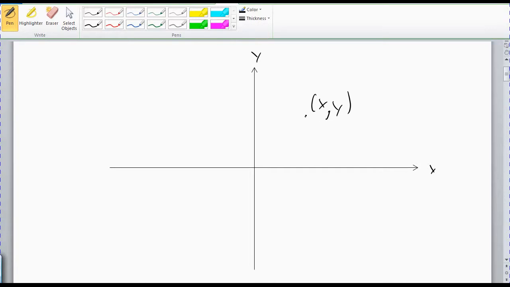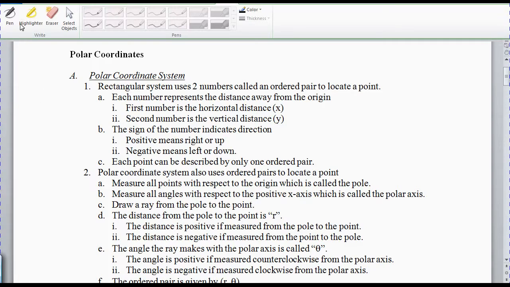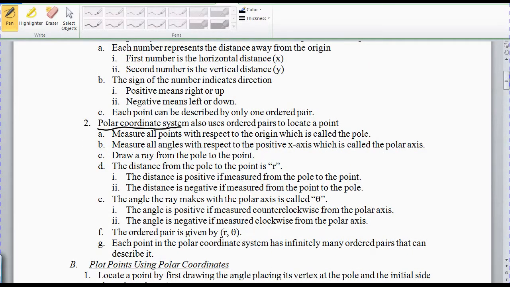Now, before I do that, we're going to be talking about the polar coordinate system. In the polar coordinate system, the points will be of the form r comma theta. R comma theta. And some definitions here. We have the pole, which is called the origin. The polar axis is the positive x-axis.